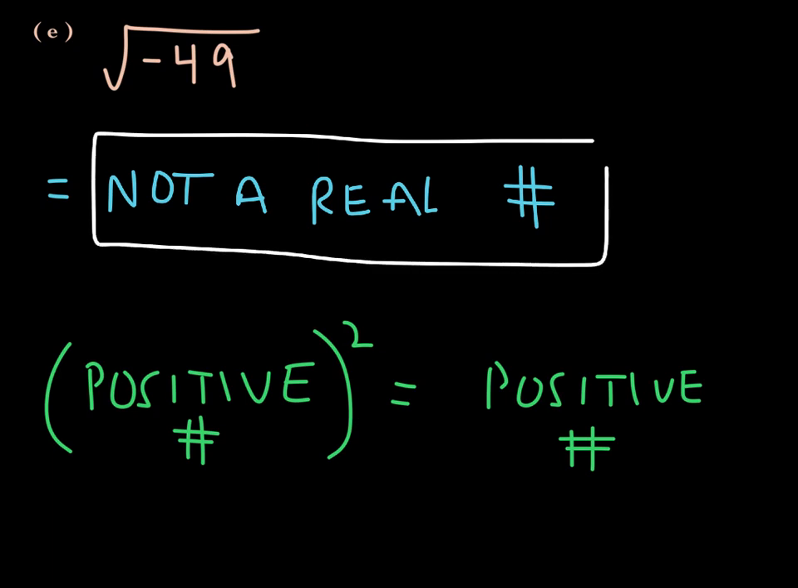Now, later on in our course, we will have a solution for this. It'll be an imaginary number, or a complex number, we can say. But we're just not there yet. Right now, we're only limiting our conversation to real numbers only. So this is not a real number. So whenever you're talking about square roots, this is very important. Whenever you're talking about square roots, the radicand must be positive.